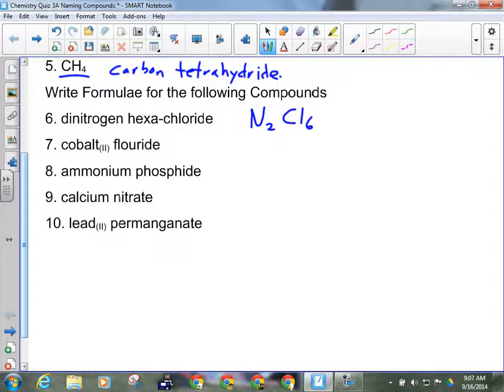All right, number 7, I've got cobalt 2 fluoride. The 2 tells me to use the charge +2. Not that there are 2 cobalts, there might be, but there aren't. Okay, in this case, I need to use the 2+ charge. So cobalt, 2+, fluoride, 1-, CoF2. All right, that's our formula.